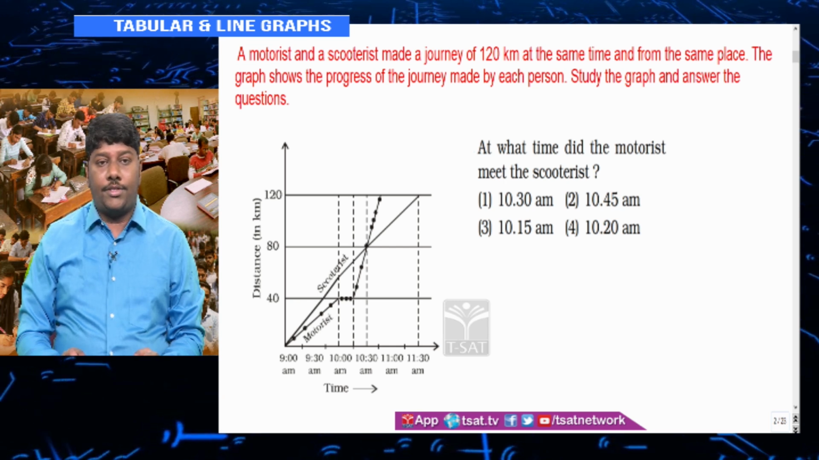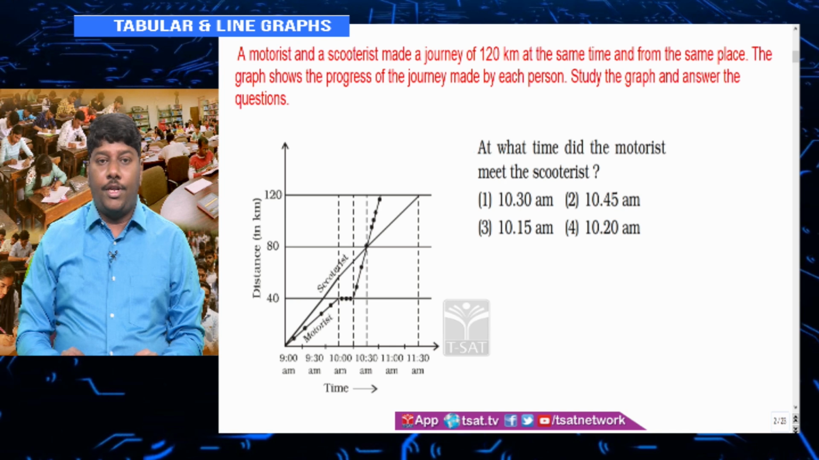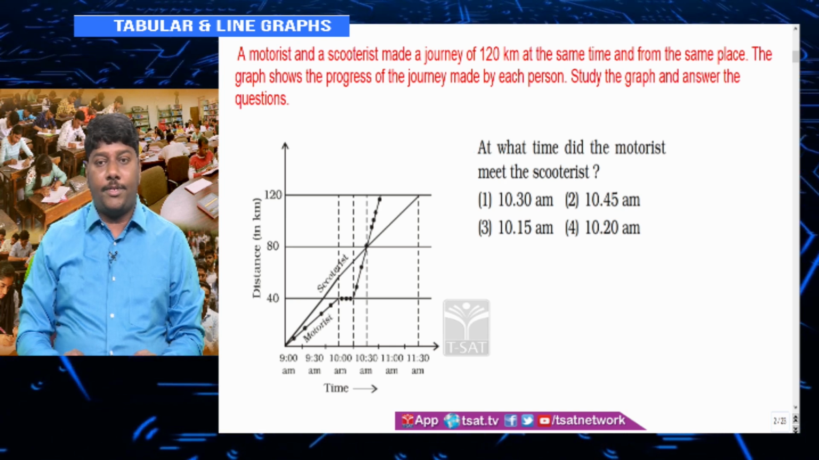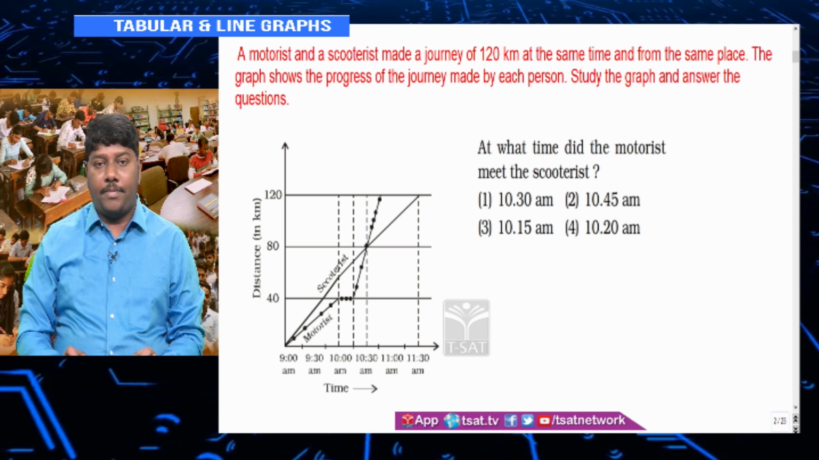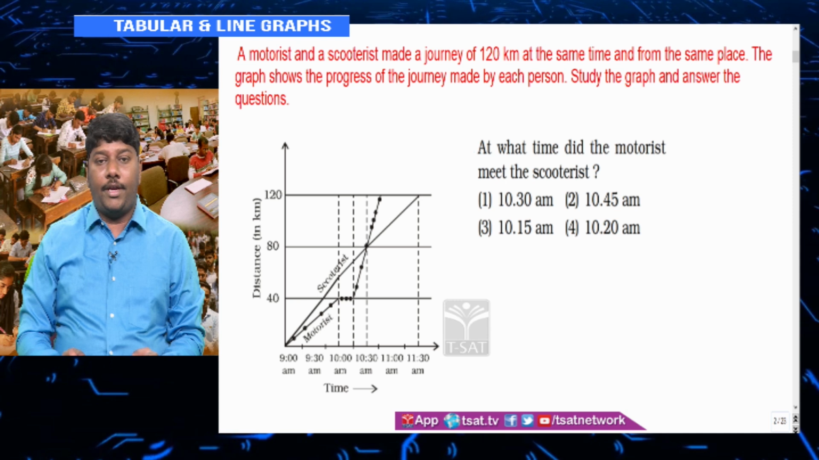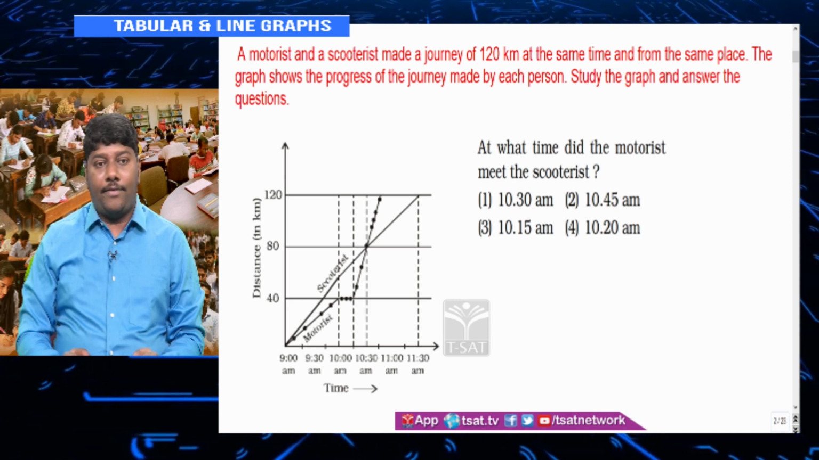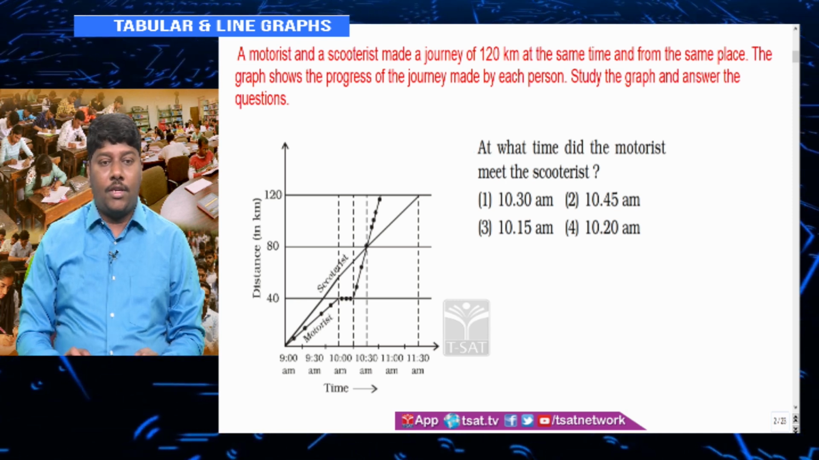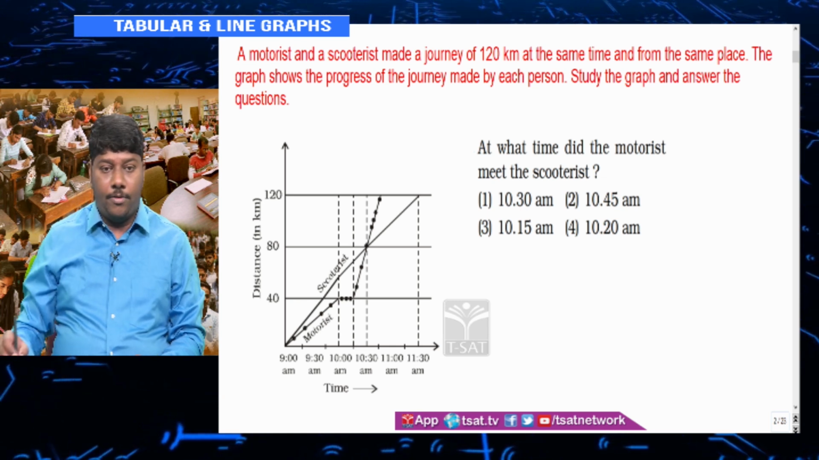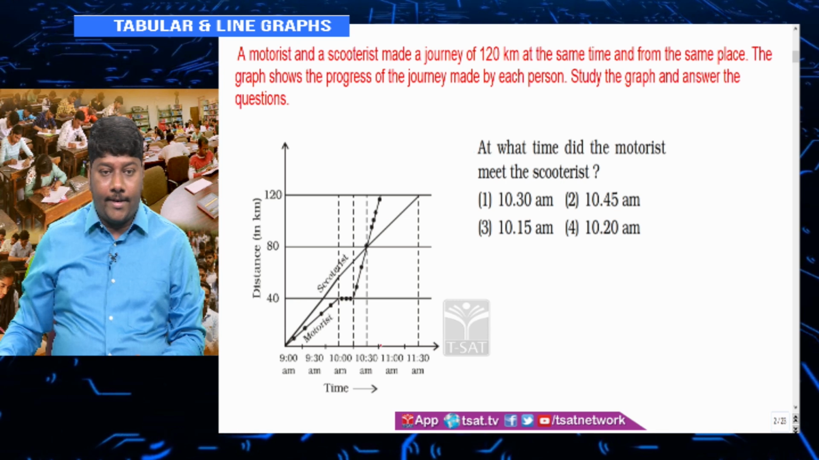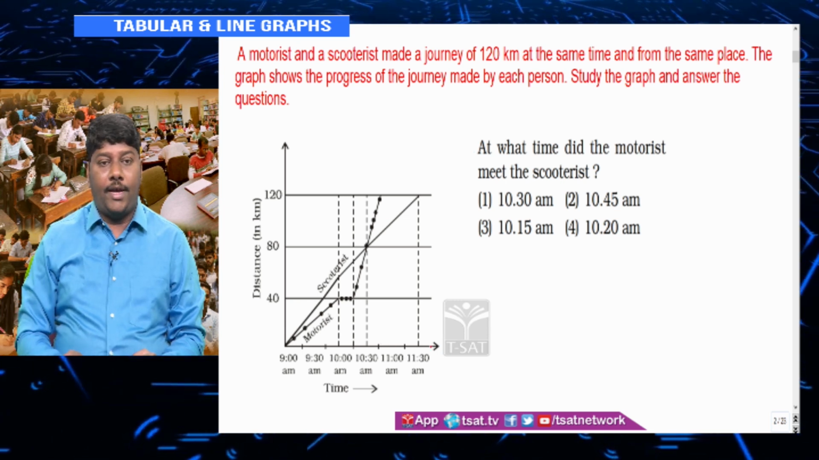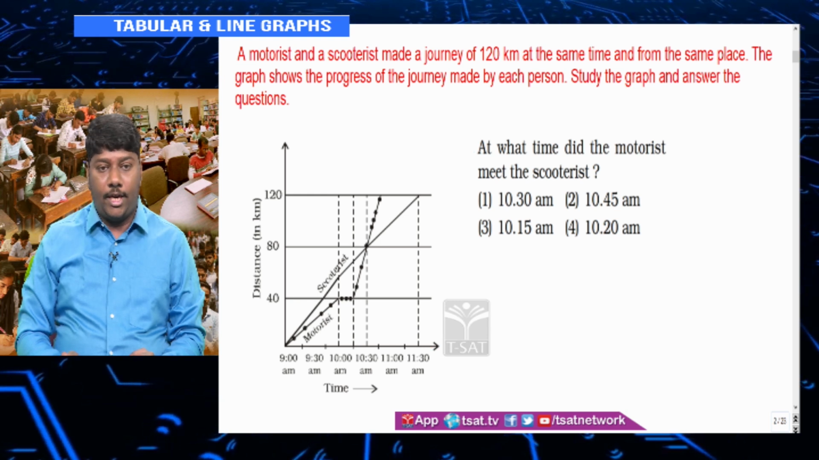A motorist and a scooterist made a journey of 120 kilometers at the same time from the same place. They start from the same place at the same time. The graph shows the progress of the journey made by each person. Study the graph and answer the questions. Now see, both of them actually started at 9 a.m., and one fellow ended at 10:30, another ended at 11:30, and both of them covered how much? 120 kilometers.